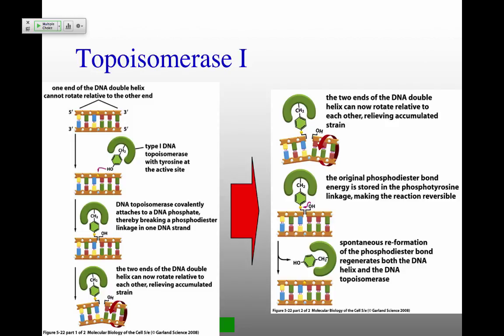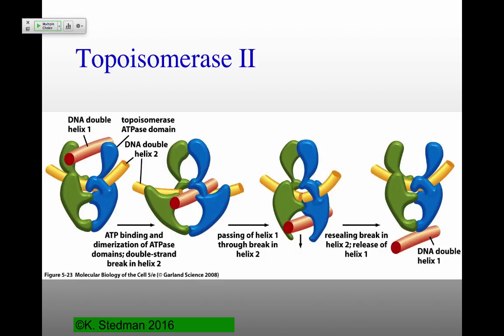This is an isoenergetic reaction, so there's no ATP required to do this. The energy comes because your DNA is over-twisted or under-twisted. The other flavor of topoisomerase is topoisomerase 2, which takes those double strands, cuts them, passes them through each other, and religates them. Yeah, question?